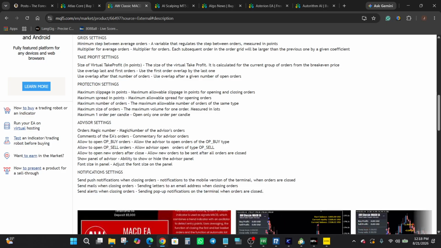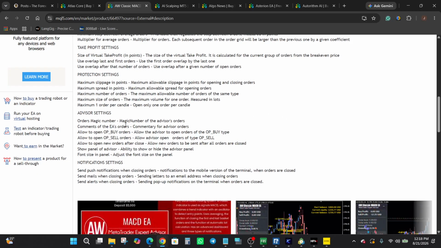All right, now finally, the advisor settings let the trader control things such as the magic number, order comments, whether buy or sell orders can be opened, whether new orders can be opened after everything has been closed, and whether the dashboard is displayed. All right, so there are also notification settings for receiving alerts when orders are closed through push notifications, email, or terminal alerts.